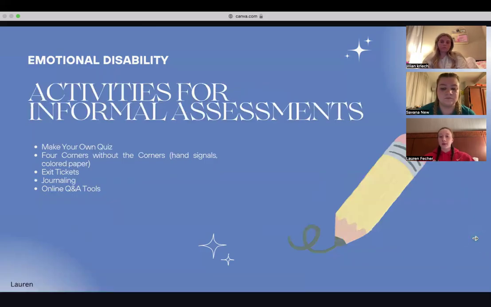Some activities for informal assessments could be making your own quiz. You could do four corners, but without the corners. So this could be a hand signal pointing where you're feeling you want to go, or you could hold up colored paper for certain ways that you're feeling. You can do exit tickets to learn more. Journaling is super helpful, and then doing online question and answer tools to gain more information.